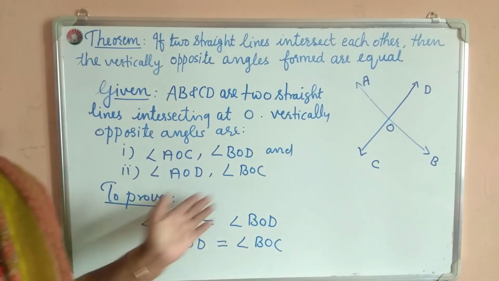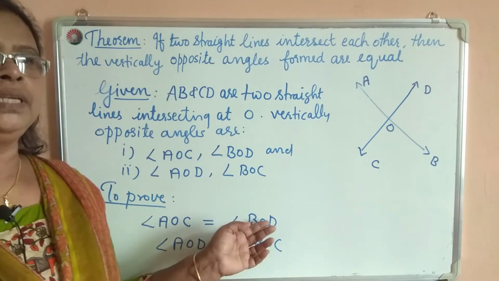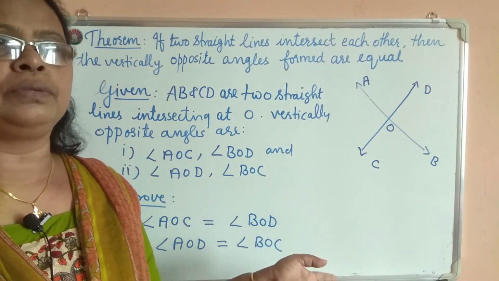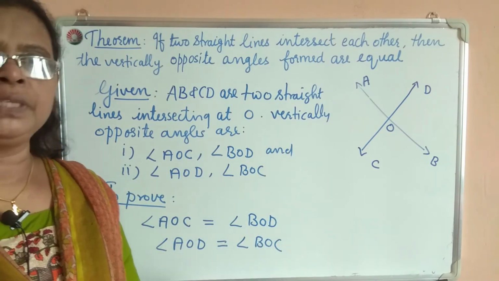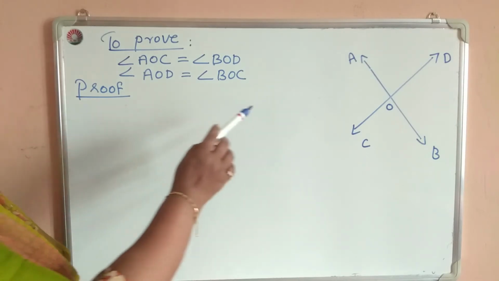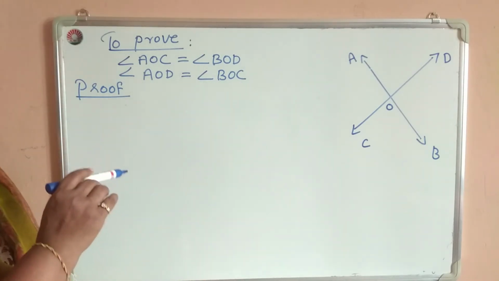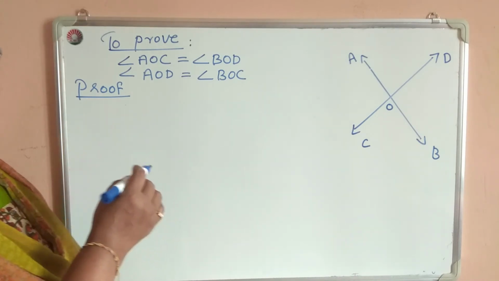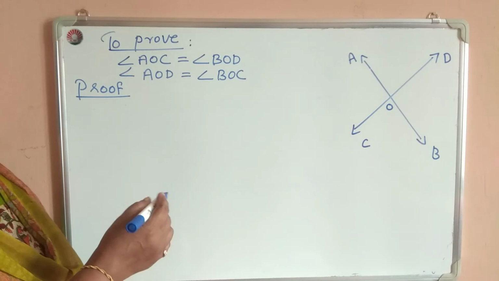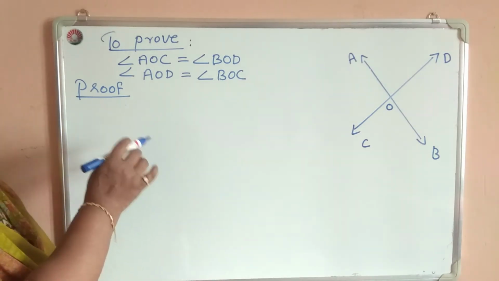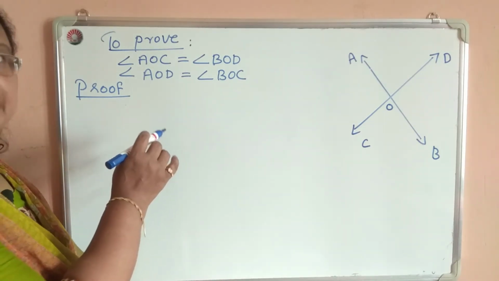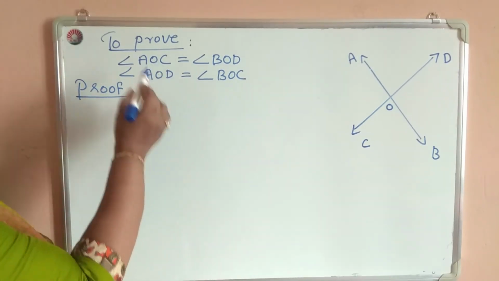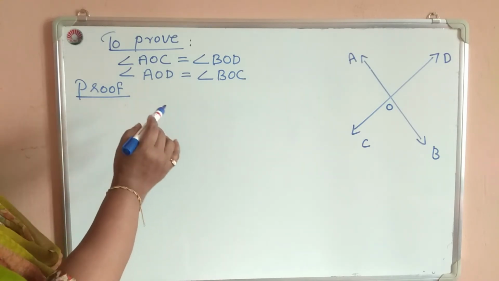So this is the step to prove. There is no construction step here because no extra construction is done. So the next step is proof. We have to prove the vertically opposite angles are equal. In this step, we usually use properties, principles or statements. Here we are going to use the property of linear pair. We have to prove two pairs of vertically opposite angles equal.